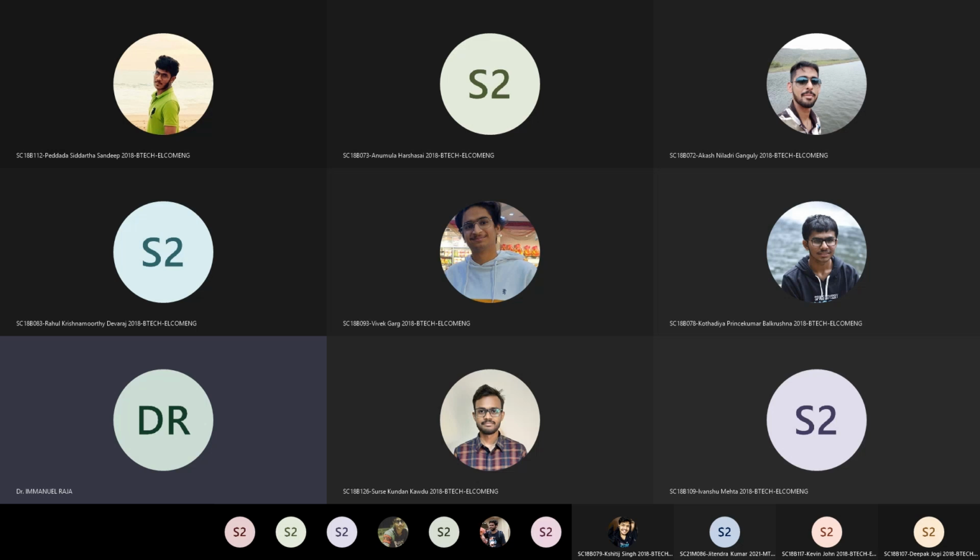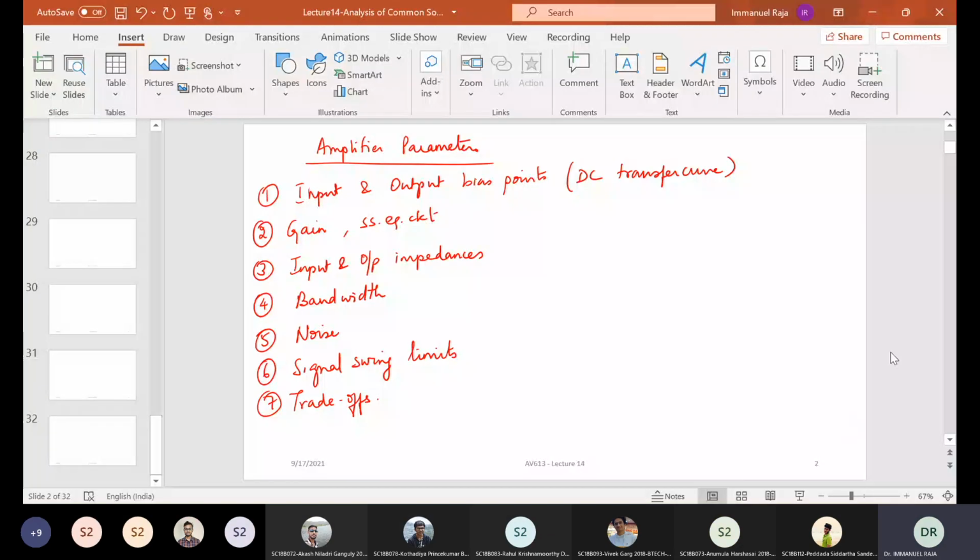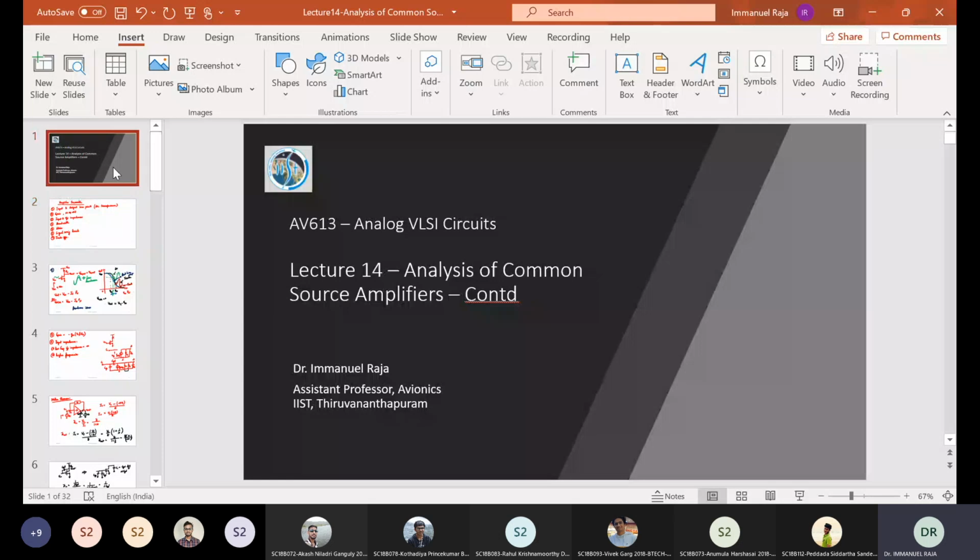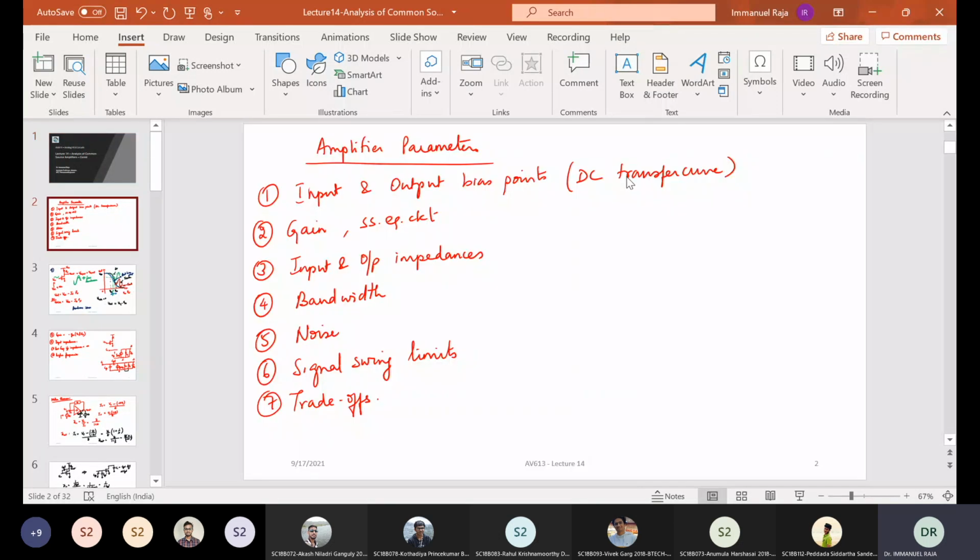So in last class, we were looking at the analysis of common source amplifiers. Right? And I'm just adding on to the same set of slides so that there's some continuity. Now, if you look at what we covered yesterday, we said that these are the different things that we need to take a look at.